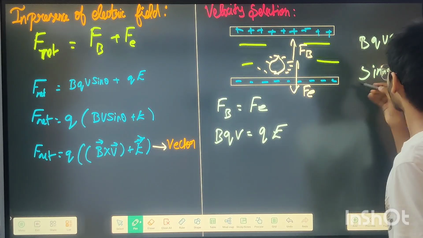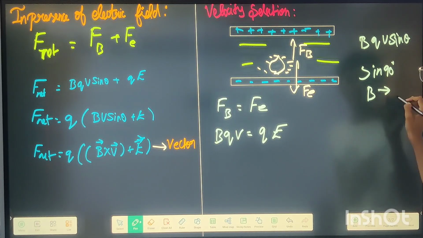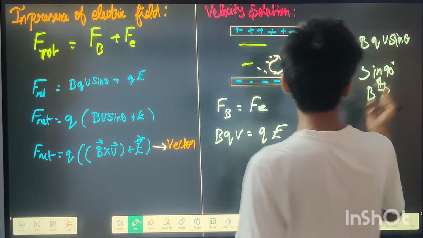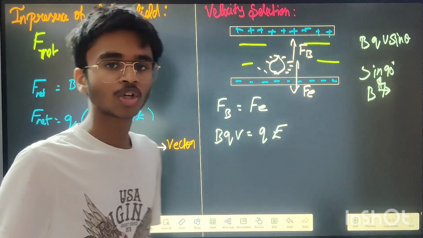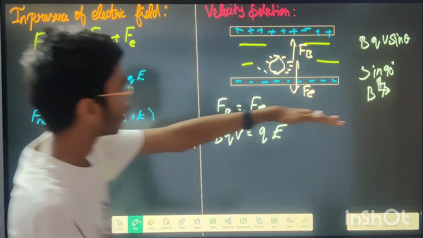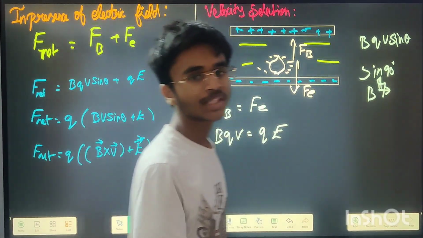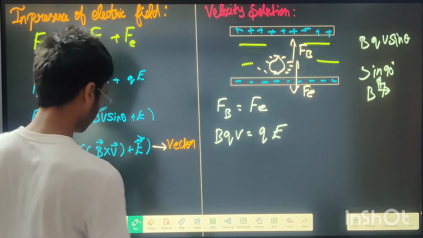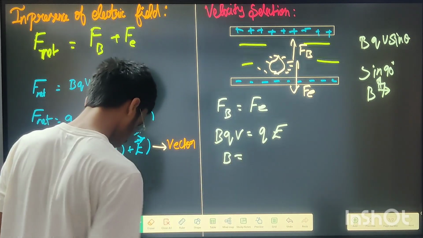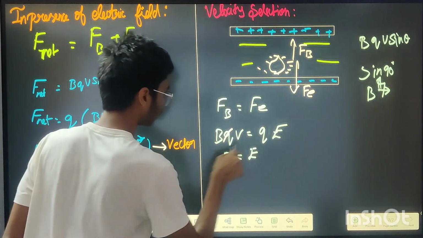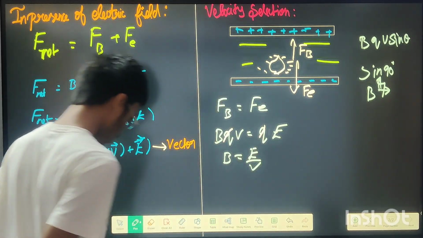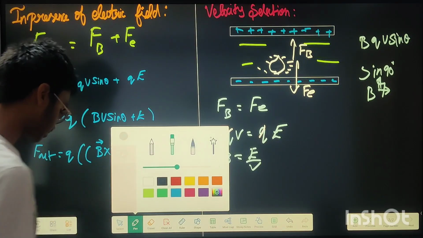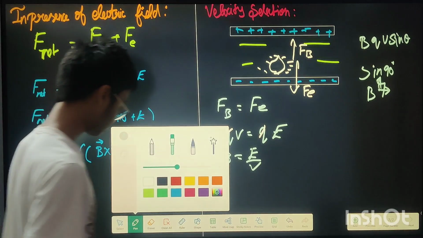What is sine 90 degrees? This magnetic field and this velocity are perpendicular to each other. In this condition they will always be perpendicular, because the magnetic field is going like this and this oil droplet is moving like this. So BQV equals QE, and Q can be cancelled. Then B is equal to E by V.